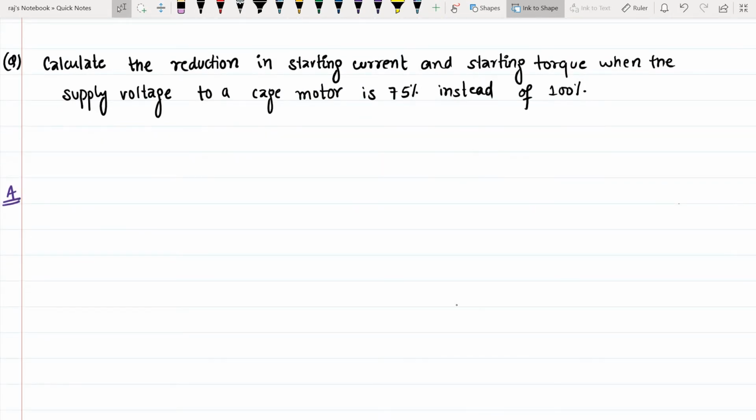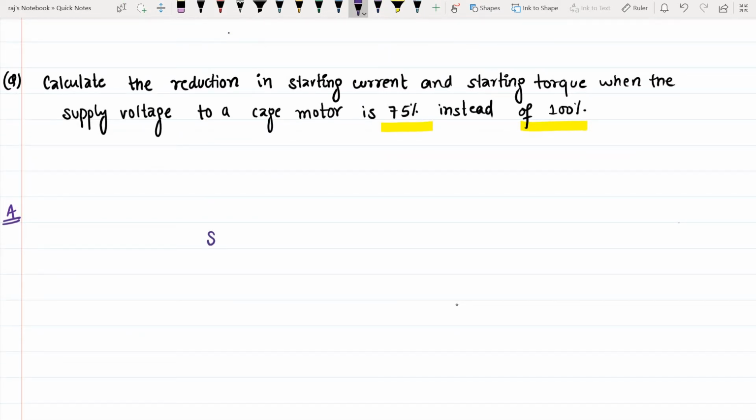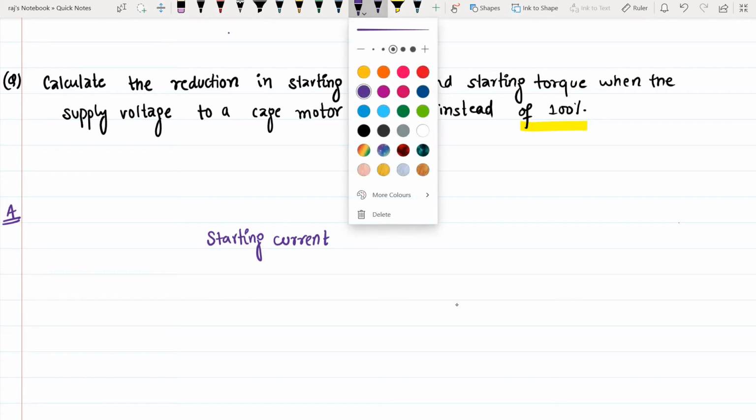Calculate the reduction in starting current and starting torque when the supply voltage to a cage motor is 75% instead of 100%. It's a very simple question. You have to calculate the reduction in starting current and starting torque when the supply voltage to a cage rotor is 75% instead of 100%. So let the starting current with normal voltage, that is 100% voltage, be ISC.